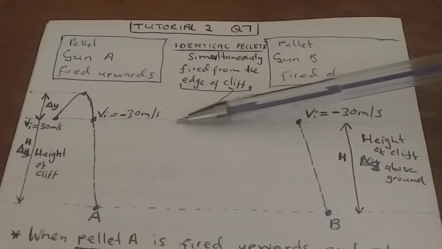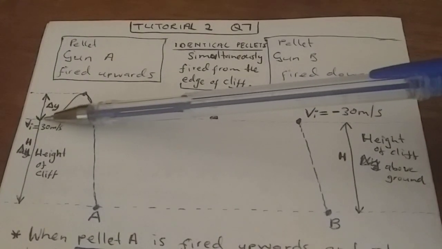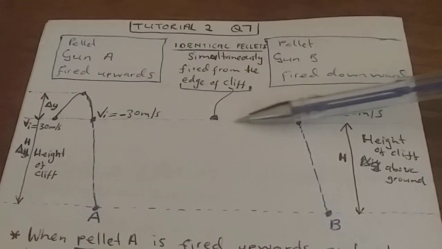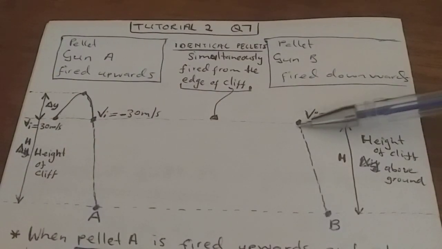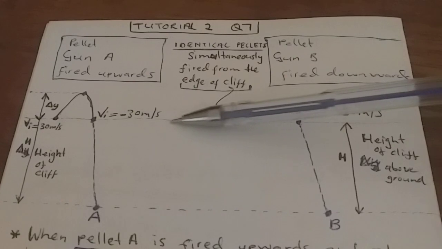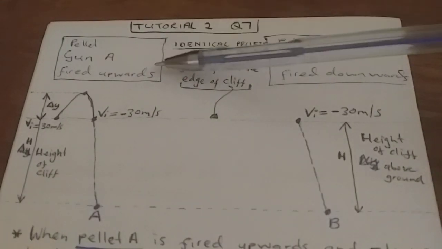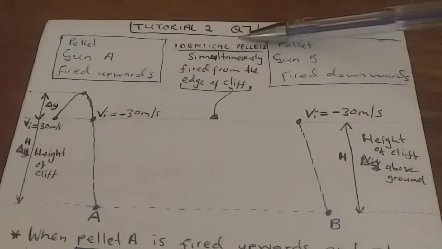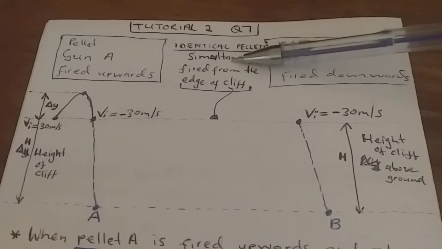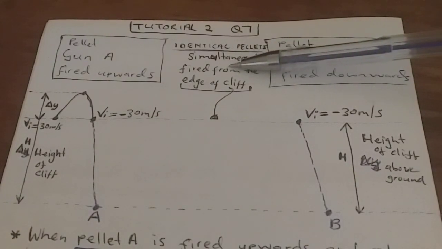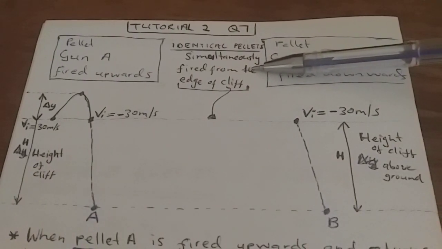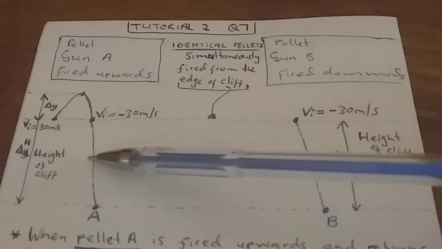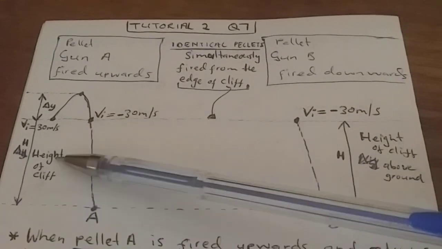So let's assume this level, which I've represented with the dashed line, is where our cliff is. The pellets are identical and the firing is happening at the same time. That is why it is simultaneous, which means we are firing at the same time. From which point are we firing?